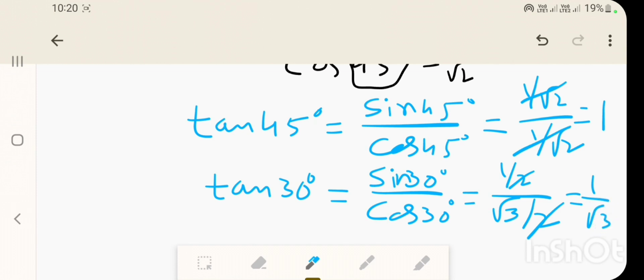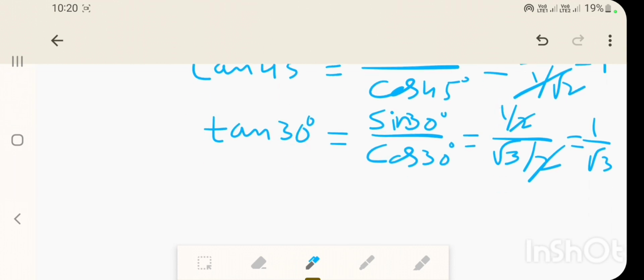But you have to memorize these values so that you can very fast calculate the answers in the exam. Tan 30 means 1 by root 3, you have to memorize. You are not going to calculate in the exam sine 30 by cos 30, then 1 by 2, root 3 by 2, cancel 2, you get 1 by root 3. No. Tan 30 means you have to recollect that it is 1 by root 3, that's it.